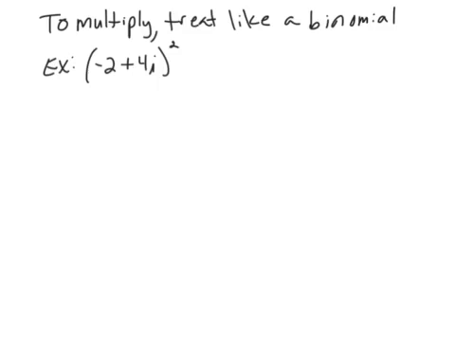Now, if I want to multiply complex numbers, you're going to treat the complex number like a binomial. And just remember, when you're multiplying i times i, when you're squaring i, that's equivalent to -1. So in this example, I have -2 plus 4i, and that whole thing is squared. I can write it twice and then multiply it out.